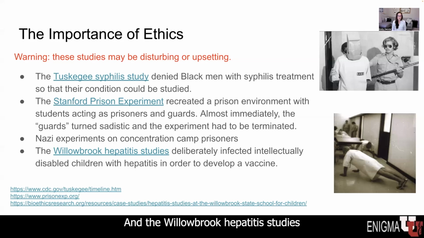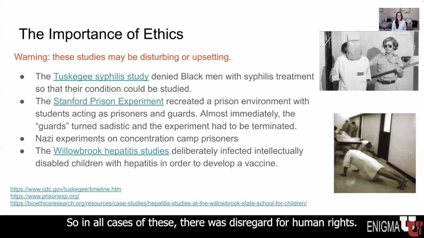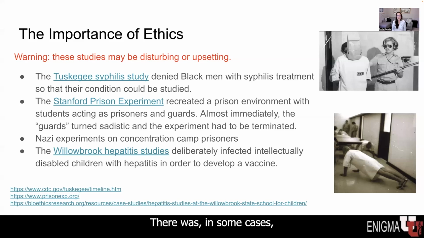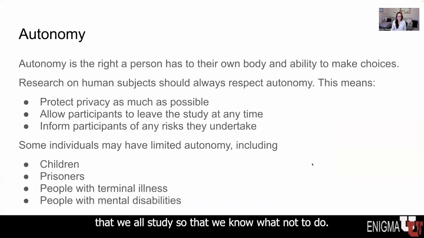And the Willowbrook hepatitis studies deliberately infected intellectually disabled children with hepatitis in order to develop a vaccine. So in all cases of these, there was disregard for human rights. There was, in some cases, lack of protections for people who were more vulnerable, whether it's children, people who are sick, people who are prisoners, people who are intellectually disabled. In all cases, these can be protected groups. So these are all very unethical studies that we all study so that we know what not to do.